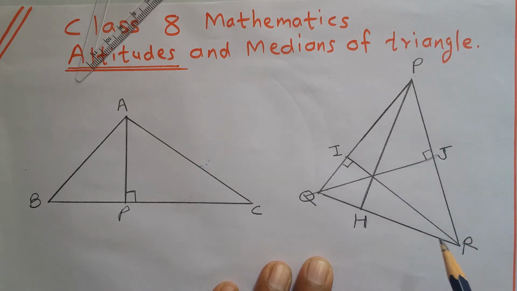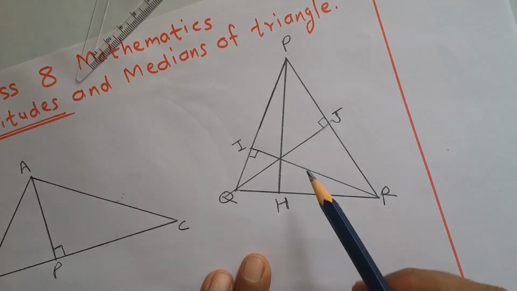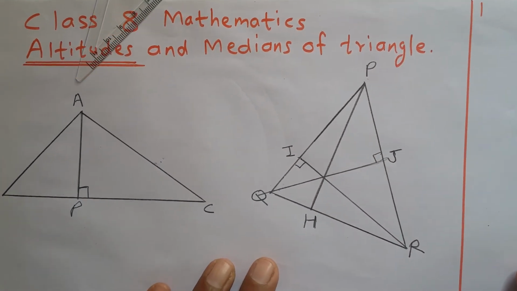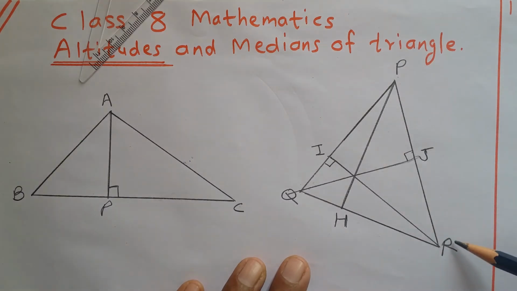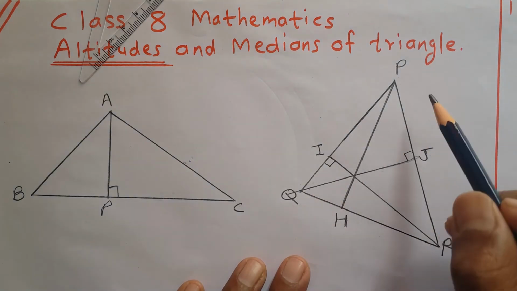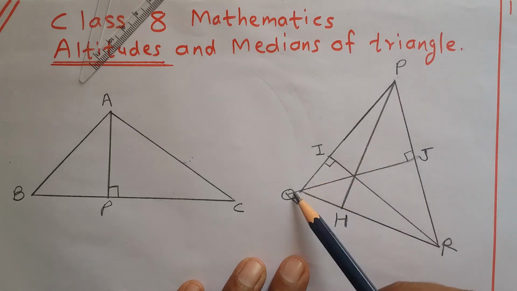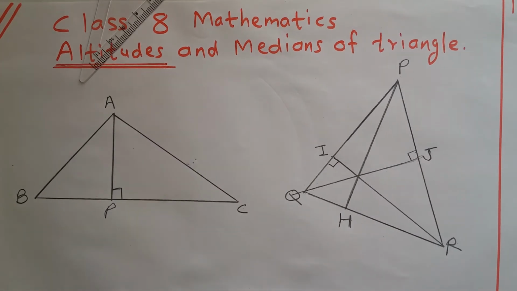Did you understand? When the base is QR, the altitude is PH. When the base is PR, the altitude is QJ. When the base is taken as PQ, the altitude is RI. In this way we have drawn three altitudes of this triangle.